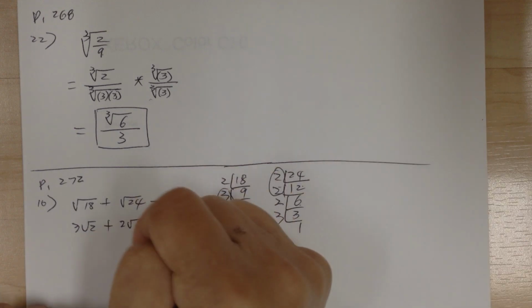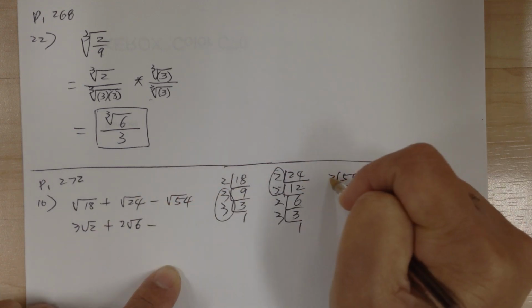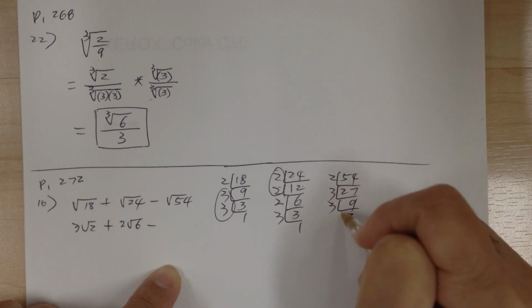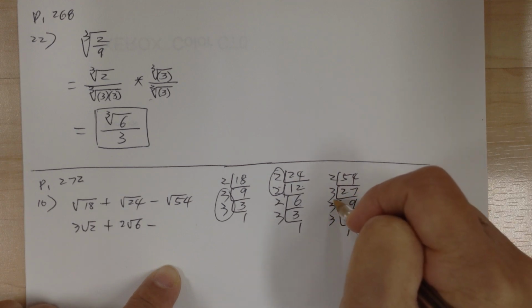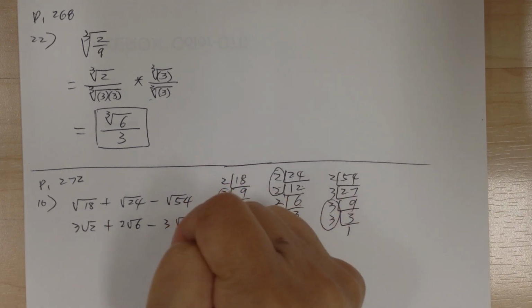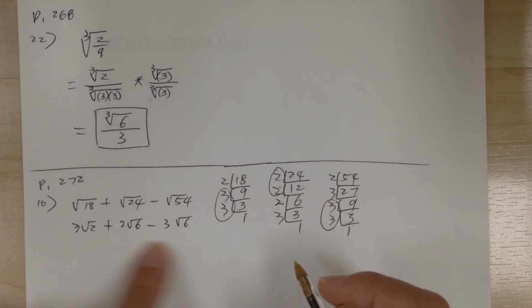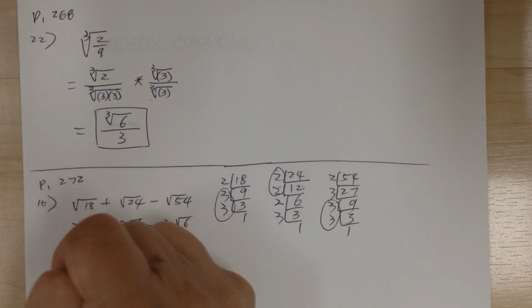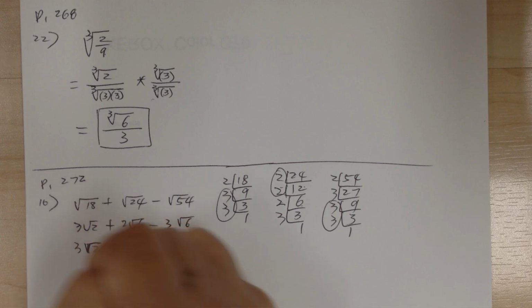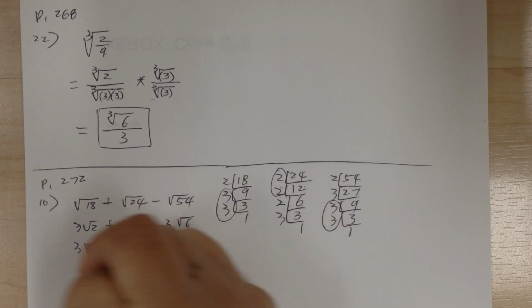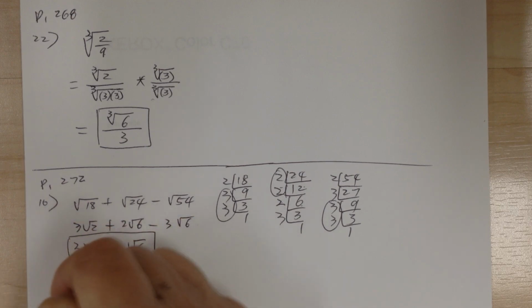Okay, and then do the 54. Divide by 2, you get 27. Divide by 3, you get 9. Divide by 3, you get 3. Divide by 3, you get 1. Okay, so this comes out, so it becomes 3 square root of 6. Now this is a different radicand, so you cannot do anything with these. So leave that alone. But for this one, 2 minus 3 gives you negative 1, so it will be negative square root of 6.